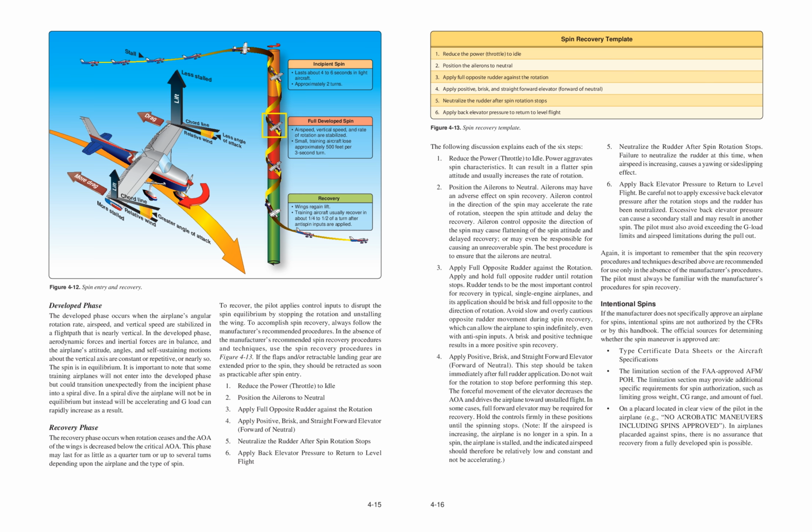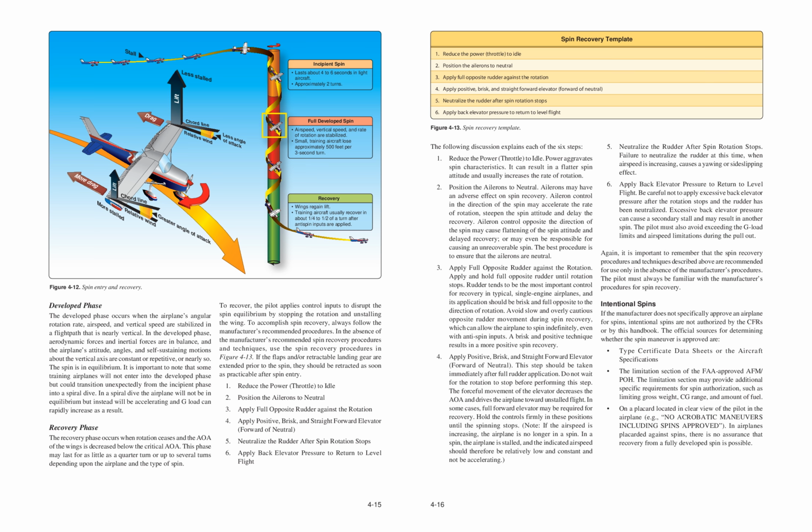Failure to neutralize the rudder at this time, when airspeed is increasing, causes a yawing or side-slipping effect. 6. Apply back elevator pressure to return to level flight. Be careful not to apply excessive back elevator pressure after the rotation stops and the rudder has been neutralized. Excessive back elevator pressure can cause a secondary stall and may result in another spin. The pilot must also avoid exceeding the G-load limits and airspeed limitations during the pullout.